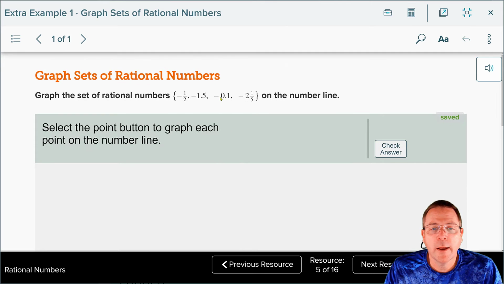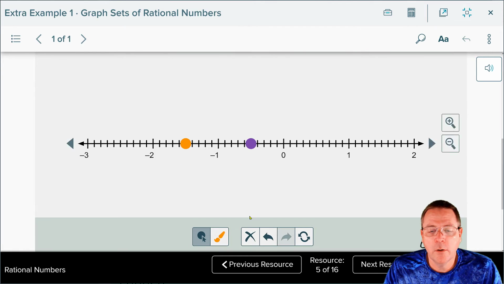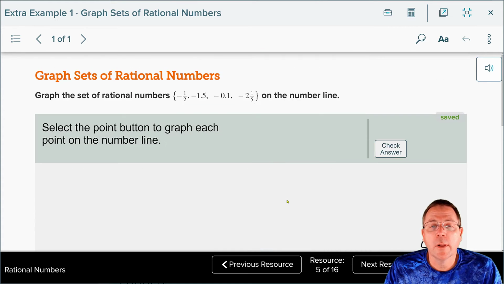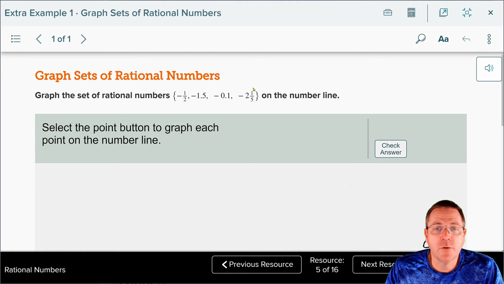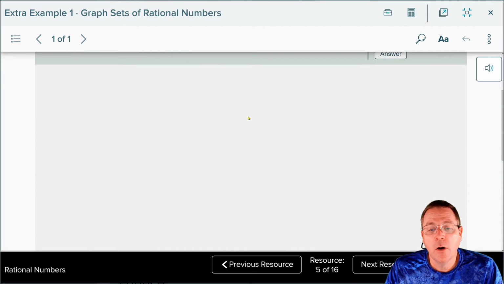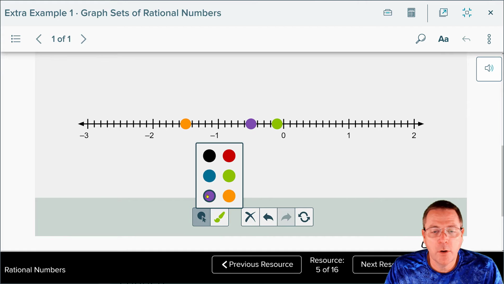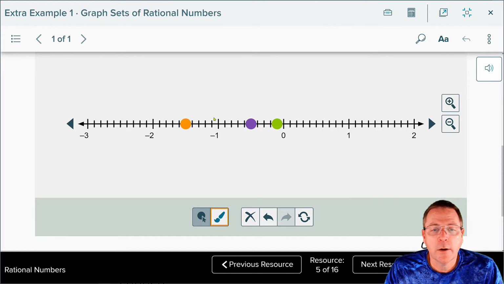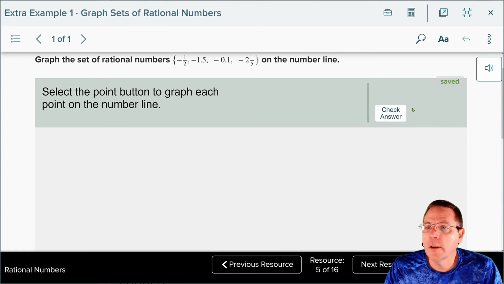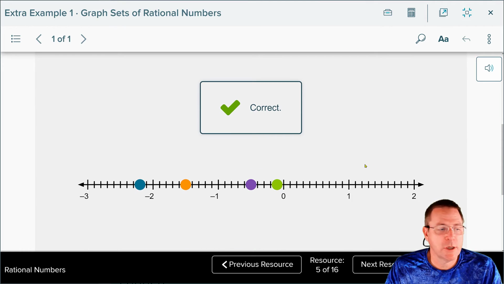The next number we have is negative 0.1, also known as negative 1/10. And that's going to be at 0, negative 1/10 right there. And our last one is negative 2 1/5, also known as negative 2 2/10. So that one is going to go, let's get a new color here, negative 1, negative 2, negative 2 1/10, negative 2 2/10 right there. And check our answer. Everything checks. Easy math.